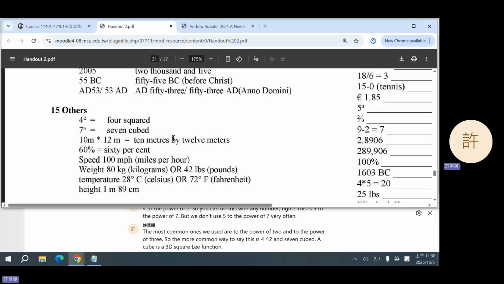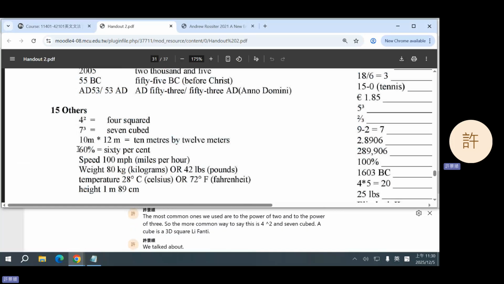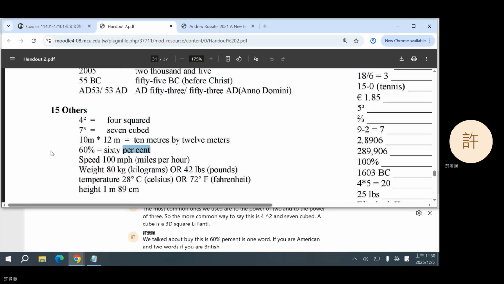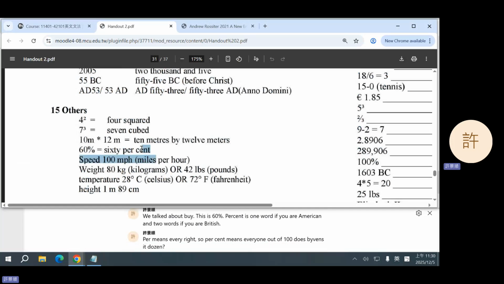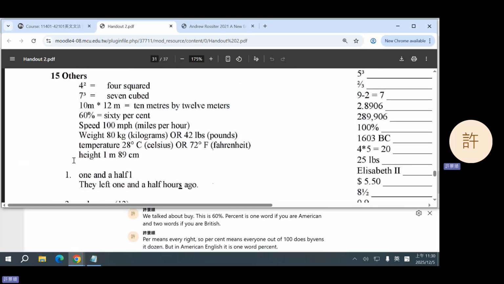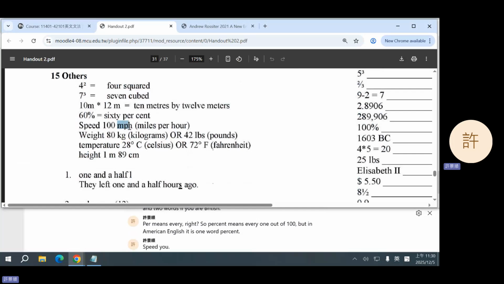We talked about "by." This is 60%. Percent is one word if you are American and two words if you are British. Per means every, right? So percent means every 1 out of 100. 就是百分之多少. But in American English, it is one word, percent. Speed. You might see MPH or KMPH. MPH is miles per hour. KMPH is kilometers per hour.